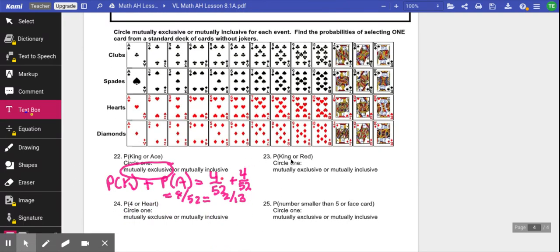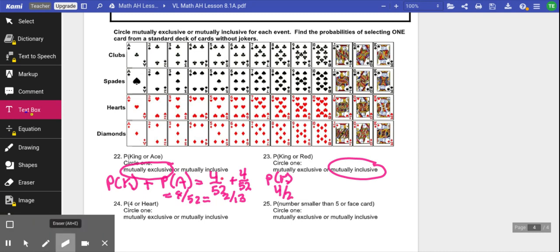The probability of king or red. Okay, well, here I see the kings, and down here I see the reds, but I have to pay attention. I can't double count the red kings. So here, this is inclusive because it can happen at the same time. So I'm going to count my kings. There's 4. So the probability of a king, there is 4 out of 52. Plus the probability of red. Half the deck is red. So there are 26 out of 52.